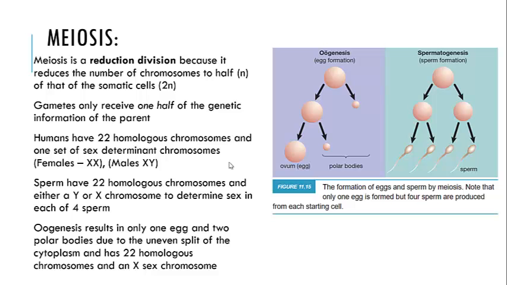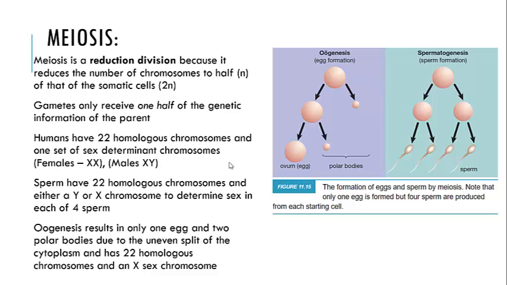The next thing we have to talk about is meiosis as a reduction division. So this is how we start to get some genetic variation. Meiosis is a reduction division because it reduces the number of chromosomes to half of that of the somatic cells. Gametes only receive 1/2 of genetic information of the parent.